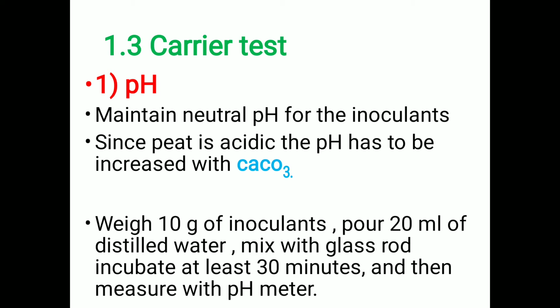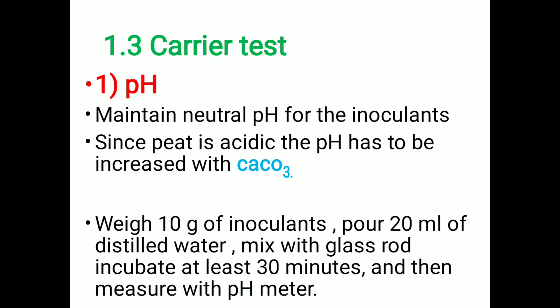If you take the first carrier, that is peat, it is acidic in nature, but the pH is increased with the help of calcium carbonate. So how do we check the pH of that carrier?